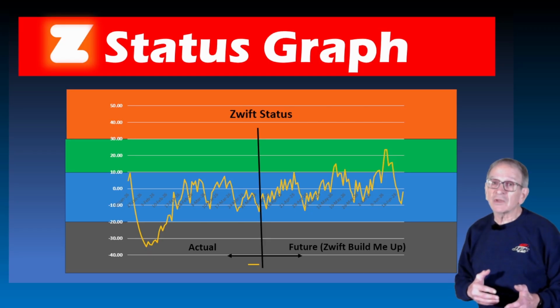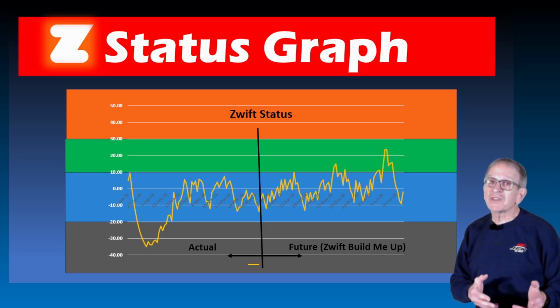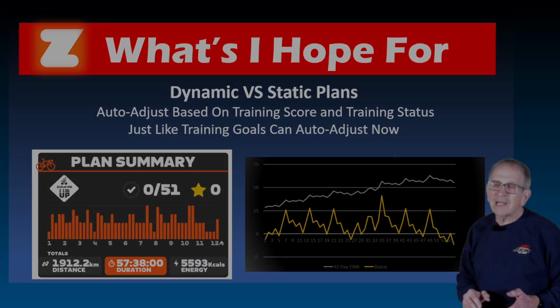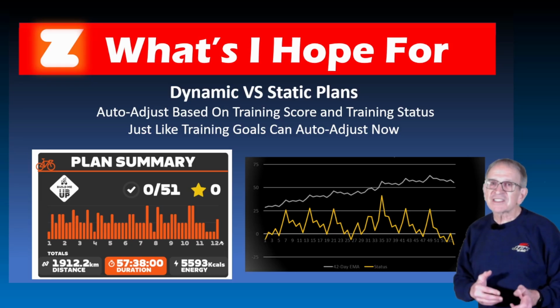So really very helpful in being able to look at your metrics going forward by inputting the training load associated with any training plan. And if Zwift ultimately adds this capability, that's really taking the Zwift platform to a new level. Now, what I might hope for is dynamic versus static training plans. So auto-adjust the workouts based on your training score and training status and how you're performing in those workouts, similar to the way training goals can be auto-adjusted. That would really be helpful.